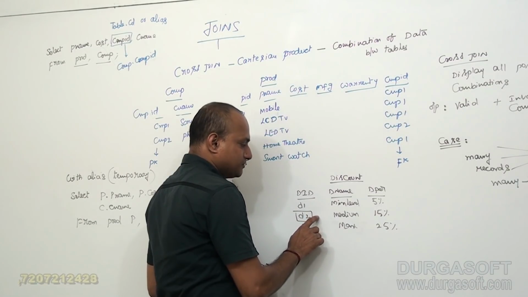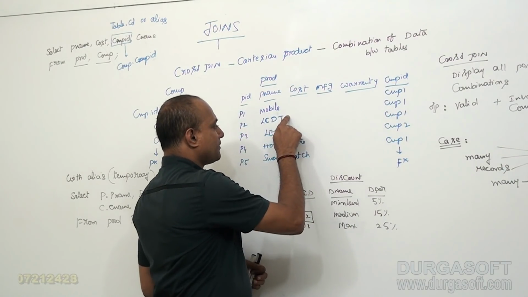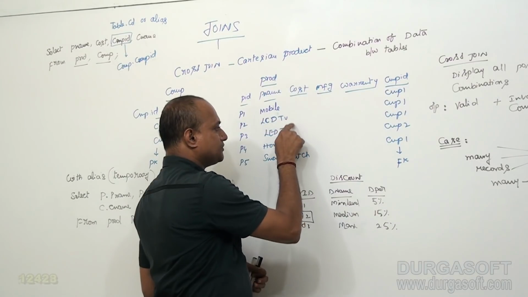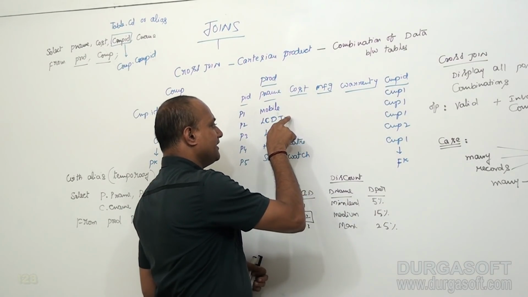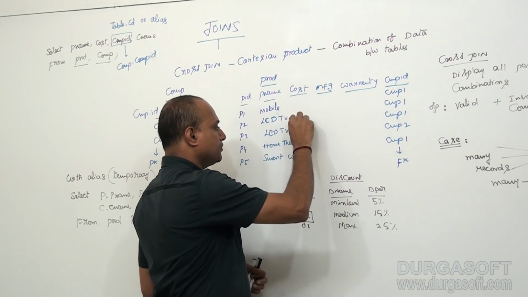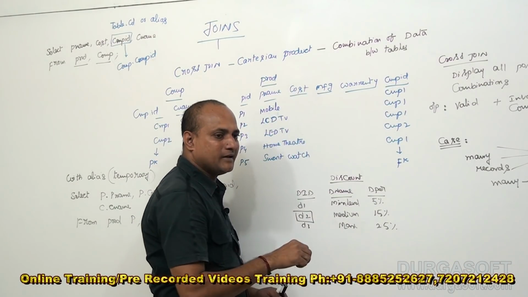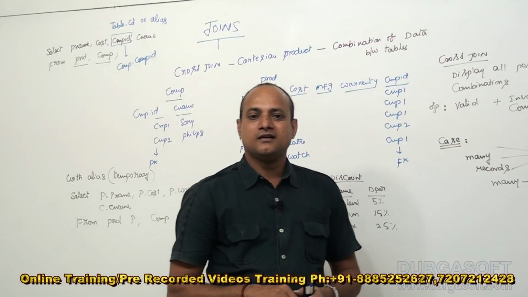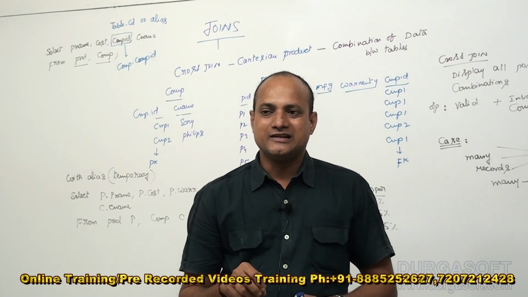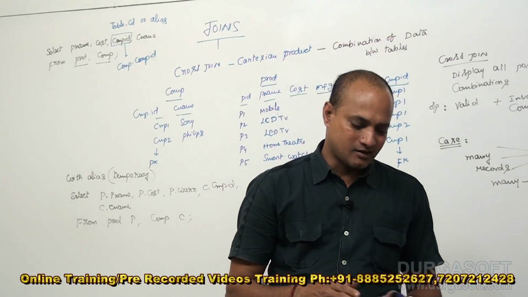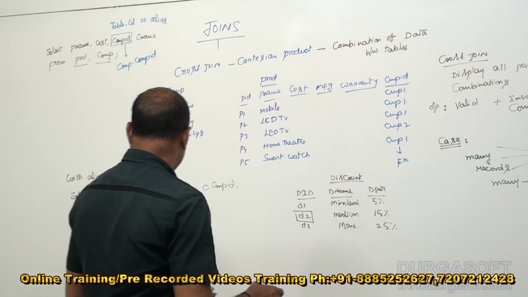That is called D2. Means this record and this record here, according to our data, first LCD TV and LED TV both are mapping with only one record, D2. So in many to one cases, cross join will display valid combination of data. How should I write it? Let us see.